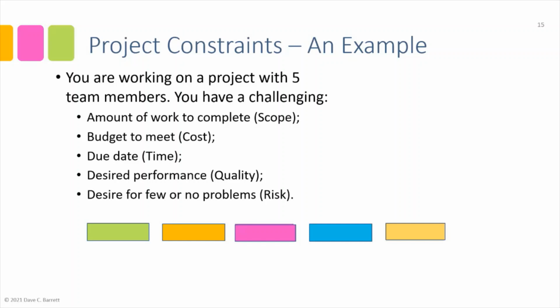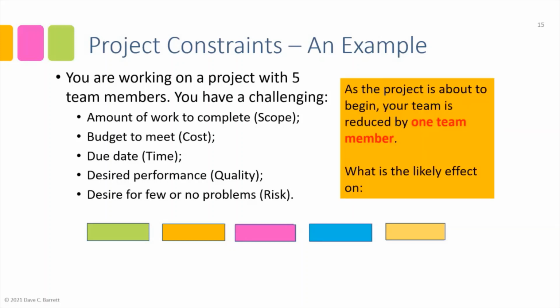Now, you look at this and you say, okay, I've got my 5 team members. They're my resources. I'm constrained to 5 team members. And you look at these other things, the scope, the cost, the time, the quality, and the risk, and you go, okay, yep, I can do that. It's challenging, but doable, right? We're about to embark on the project. And then something happens. And this is real life projects. Things happen. So as the project is about to begin, your team is reduced by 1 team member. So you go from 5 to 4 team members. So our resources are reduced.